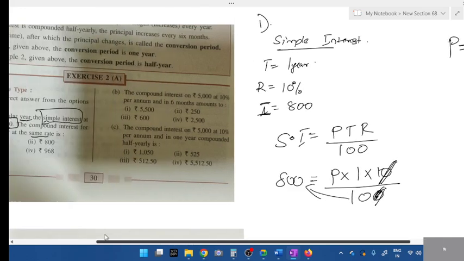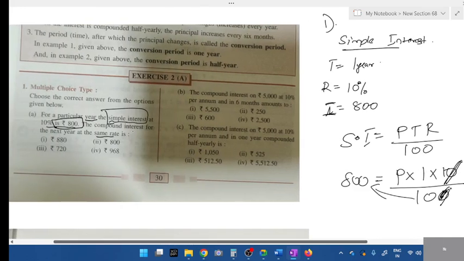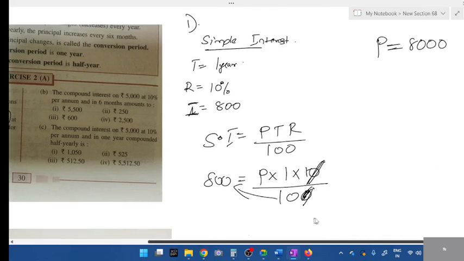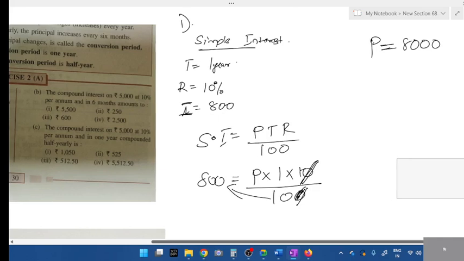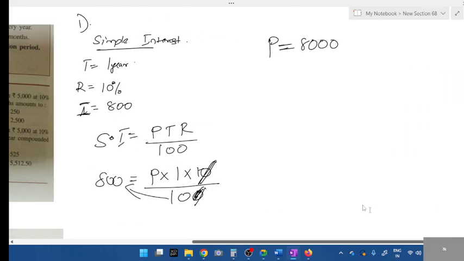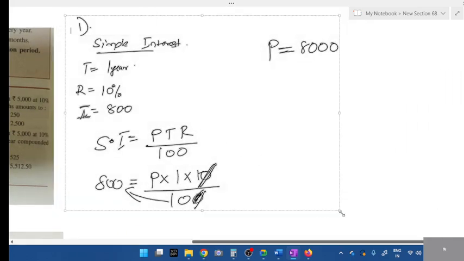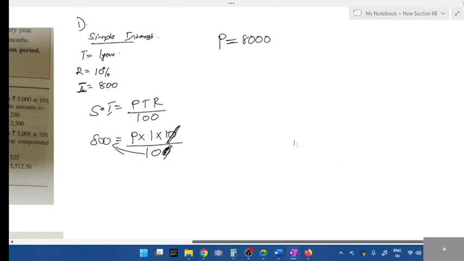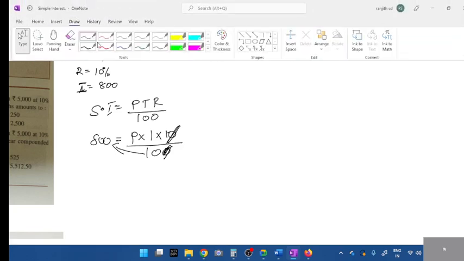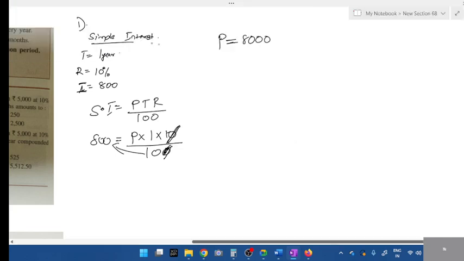What have they asked, dear students? The compound interest for the next year. So for the first year, remember simple interest and compound interest will be the same, students. When will it differ? From the second year. So for the first year, the compound interest and simple interest will be the same. From the second year, simple interest and compound interest will change.